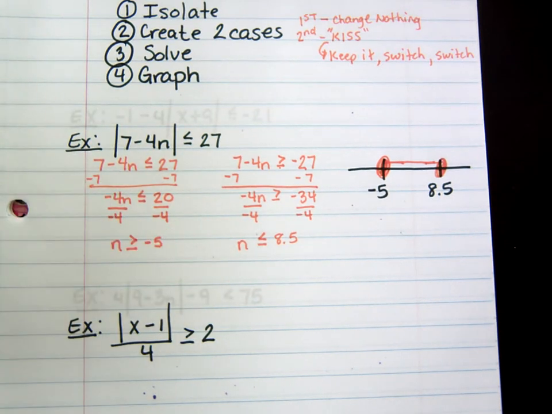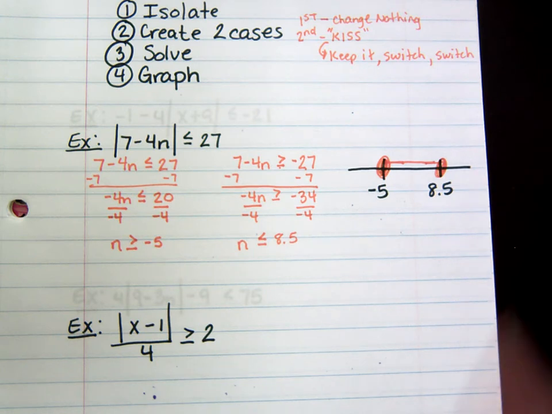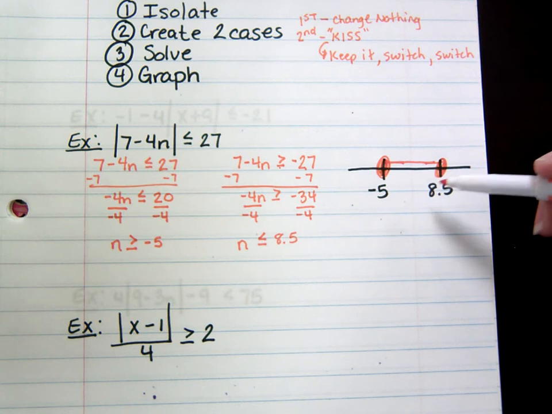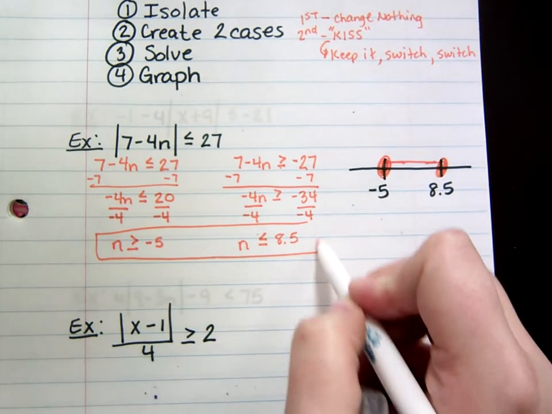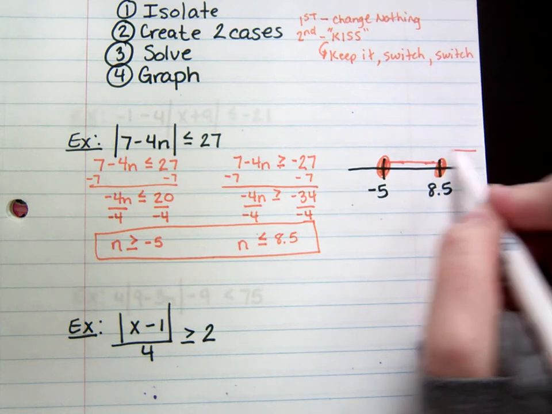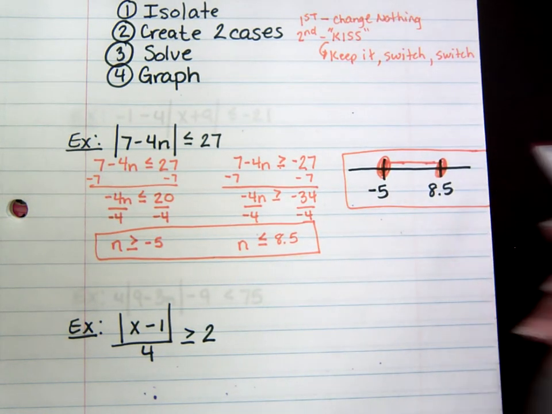This is a compound inequality. All absolute value inequalities are compound inequalities. This is the AND type. So these are my inequalities. That's part of the answer. This is my number line, which is also part of my answer.